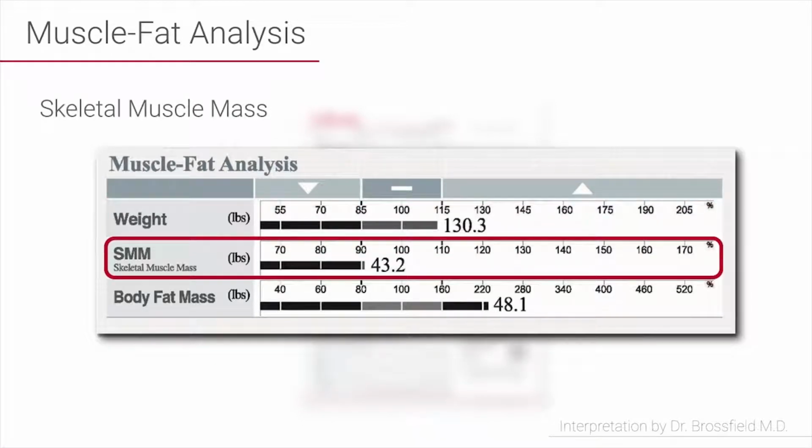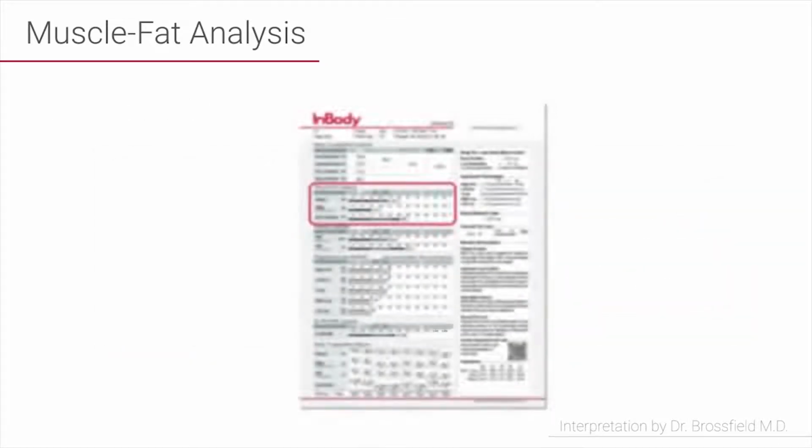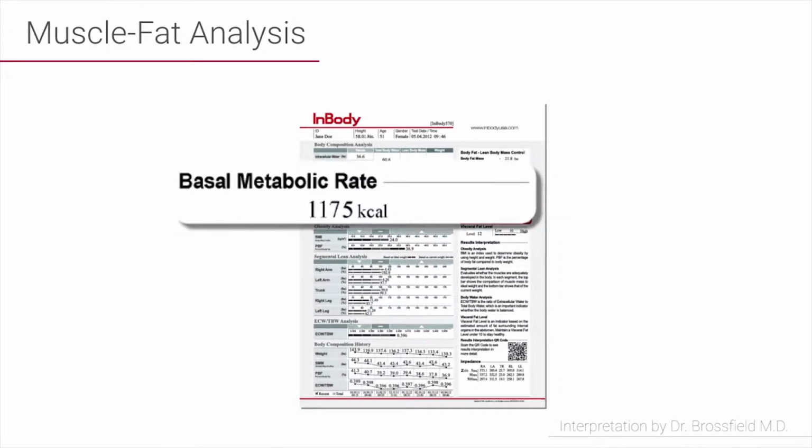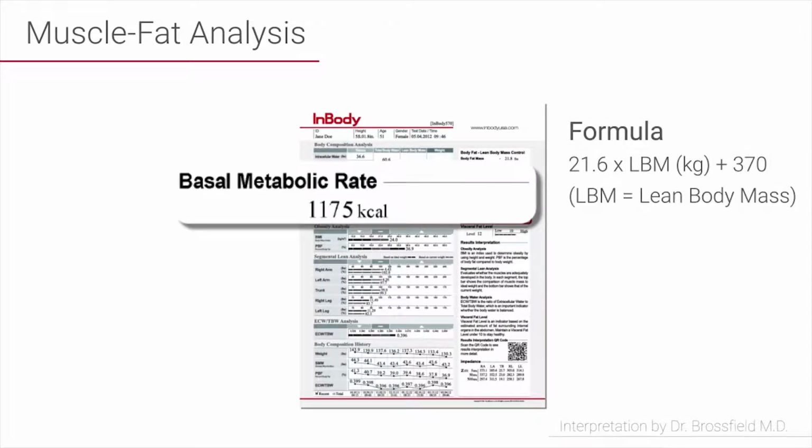The next line, the skeletal muscle mass, SMM, will also tell you if you're in a normal muscle content range for your height or whether you're under-muscled or over-muscled. Now, skeletal muscle is kind of the magic in your basal metabolic rate. So if from this section you look just to your right on the sheet of paper, you can see where it says basal metabolic rate. And your basal metabolic rate is the number of calories you burn when you're just resting for a day.